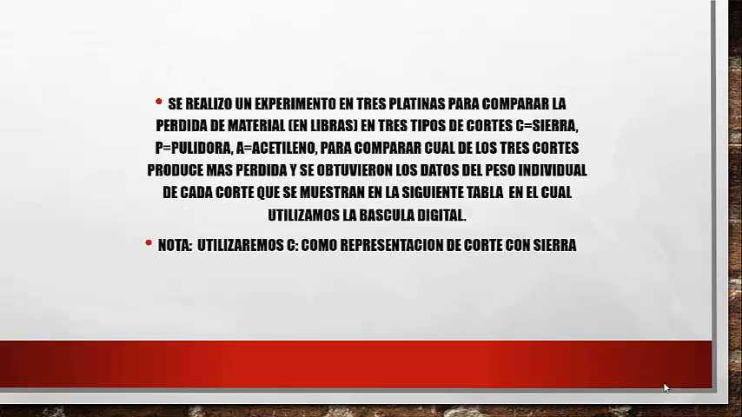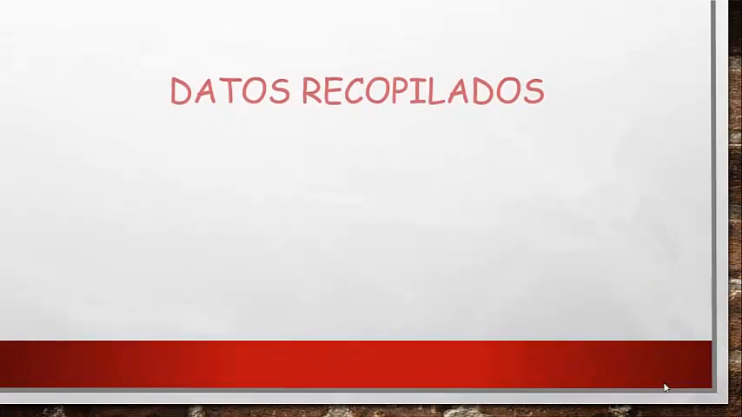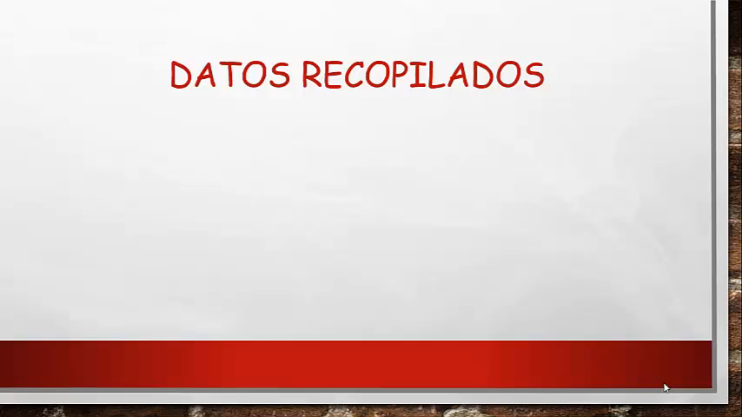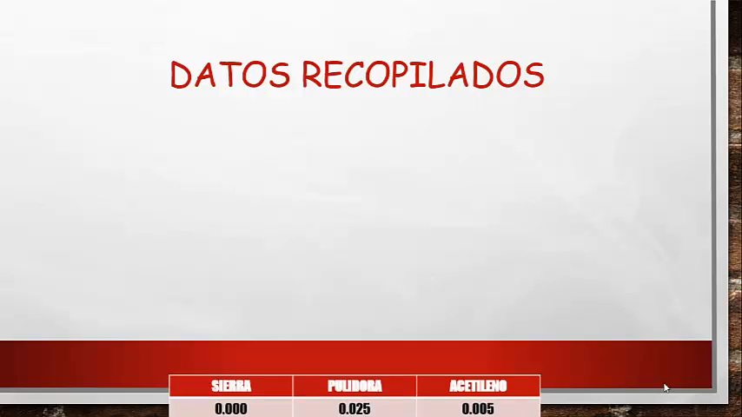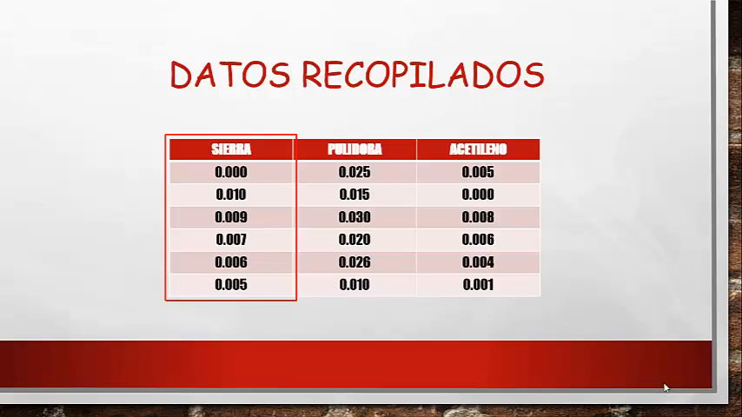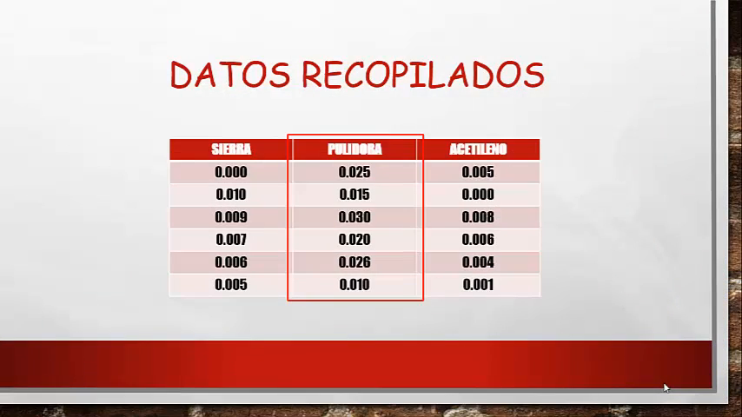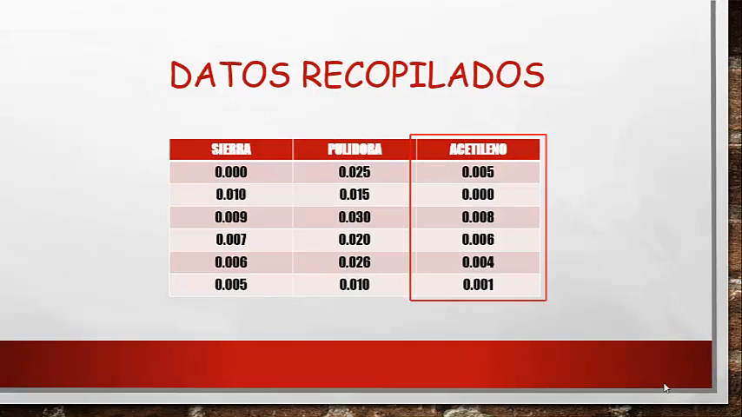Note: we will use C as representing sawing. Well, these are the collected data of the experiment. This indicates sawing. This indicates the cutting polishing. And, cut with acetylene.